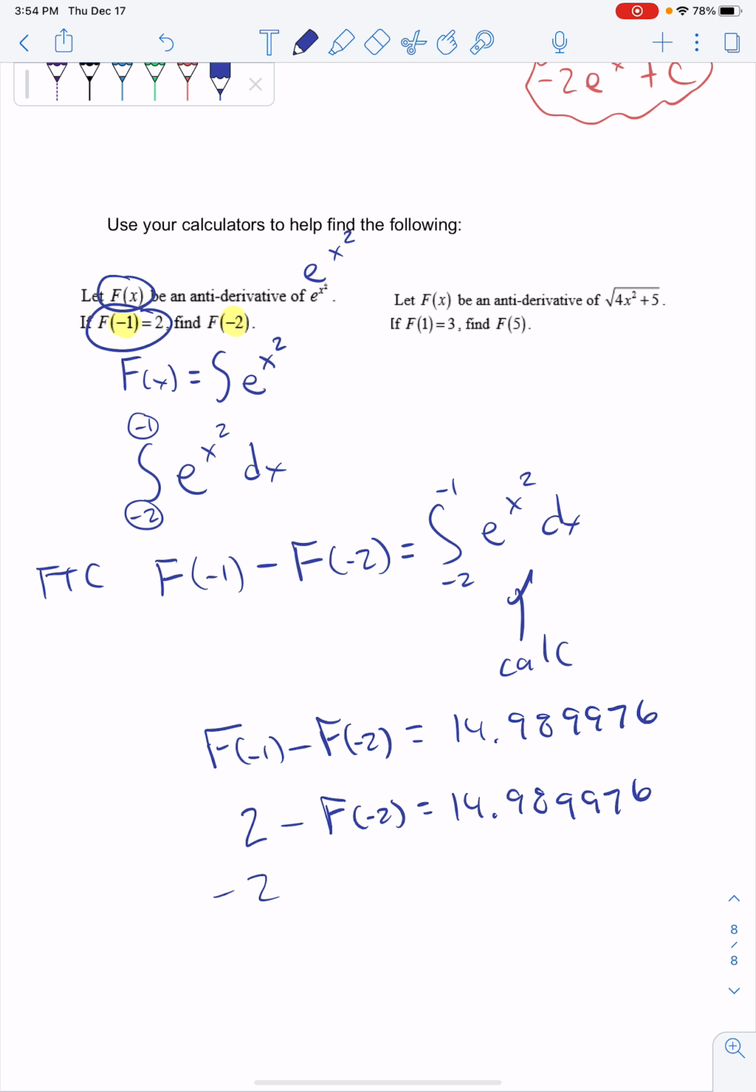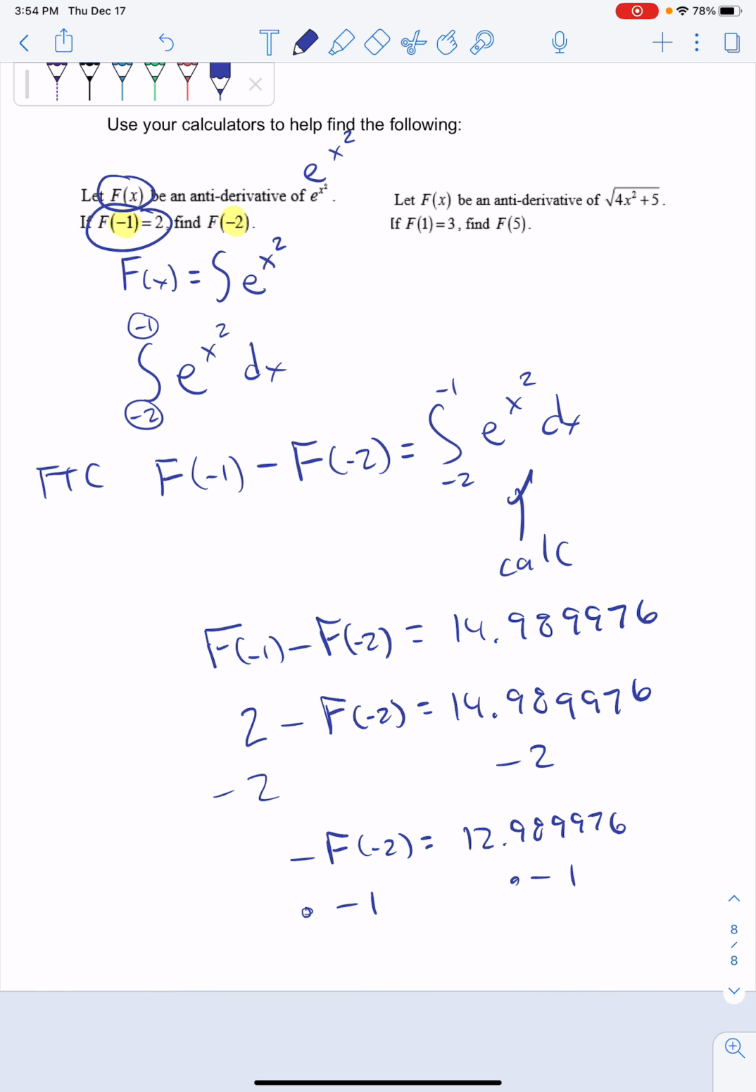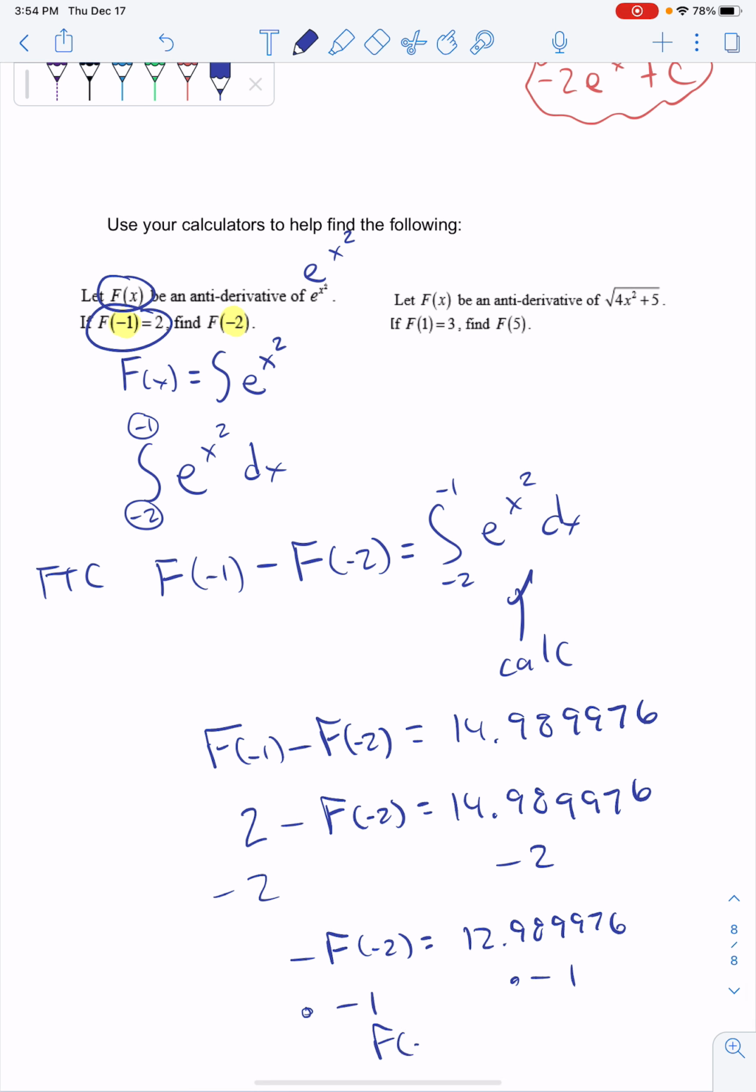So now, what do I want to do? Subtract 2 from both sides. So negative f of -2 equals -12.989976-ish. And then to get the answer, I just have to multiply by a -1. So big F of -2 is going to equal negative 12.989976. And that's a mouthful. And that's probably more than enough for one video.